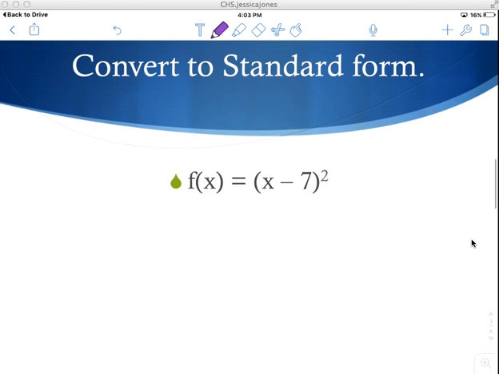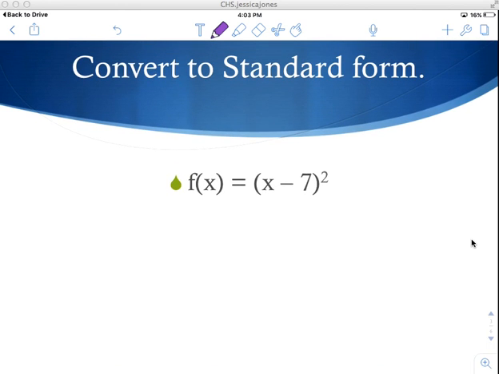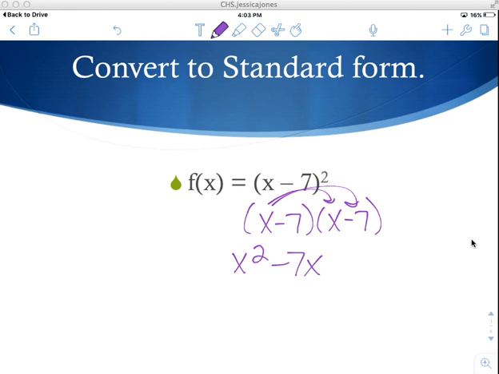So this next example, we have x minus 7 squared. What that means is you have x minus 7 times x minus 7. You guys have already seen this problem on a test before. So to FOIL this out, x times x is x squared. X times negative 7 is negative 7x. Negative 7 times x is negative 7x. And negative 7 times negative 7 is positive 49.